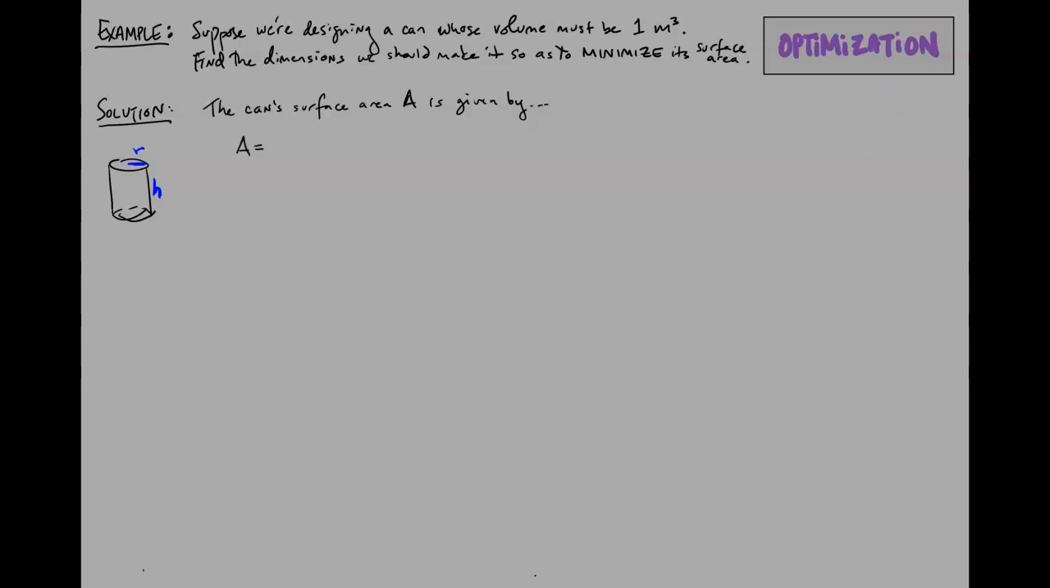Well, this is pretty easy. We just have to think about what goes into the surface area of a cylinder. Now, a cylinder consists of the disk at the top and the disk at the bottom. We know how to find the areas of circles, so that's easy. But it also has this lateral area. Now, hopefully you remember how to find that lateral area. But if you don't, I will remind you.